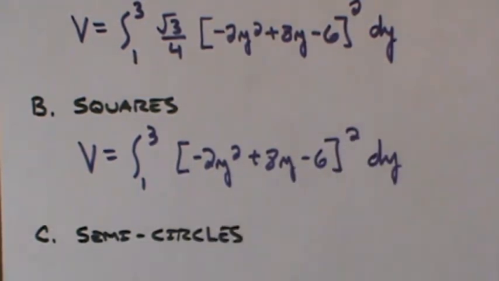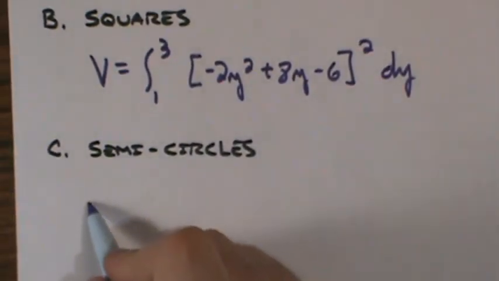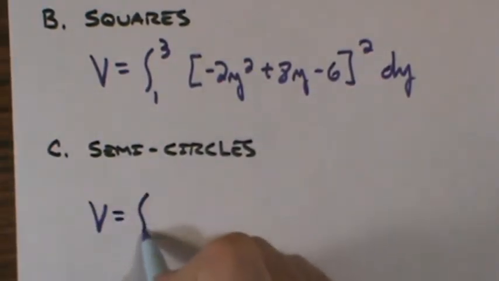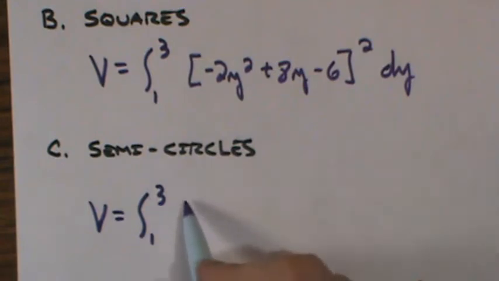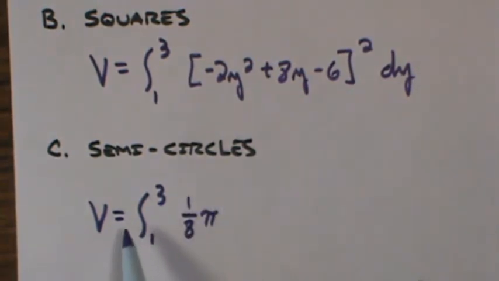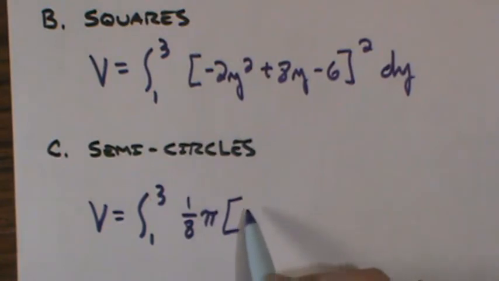From 1 to 2 to 3 dimensions. For semicircles, I go from 1 to 3. Our formula was going to be 1/8 pi, or pi over 8, whichever you prefer. And you can even take these to the outside of the integrals. 1/8 pi, the base squared.